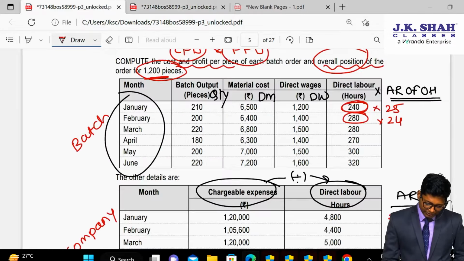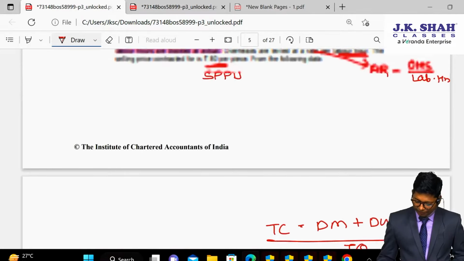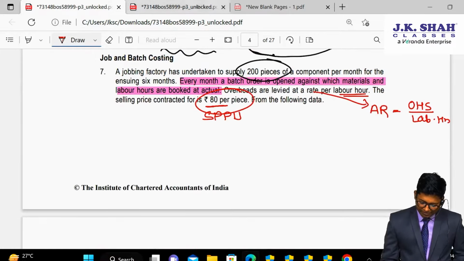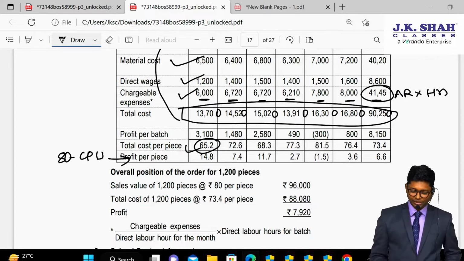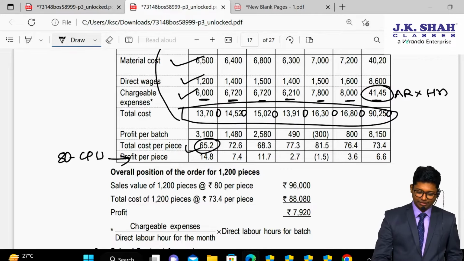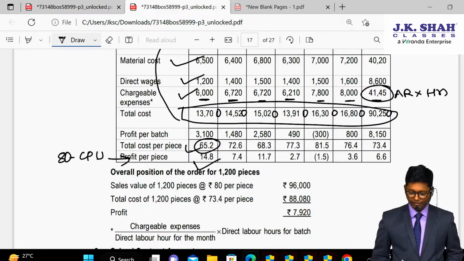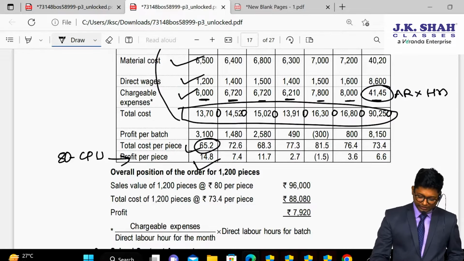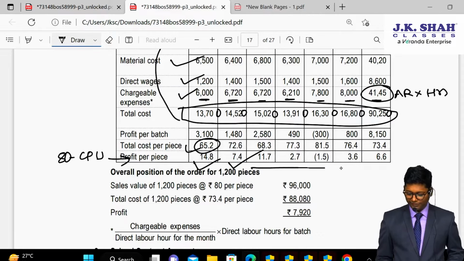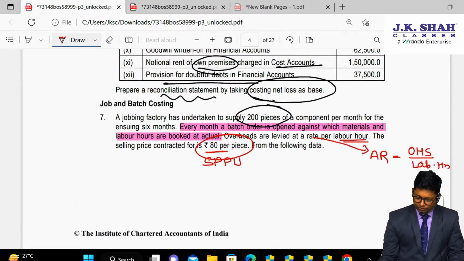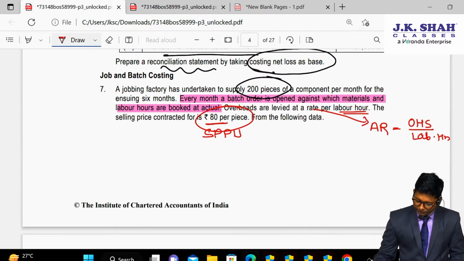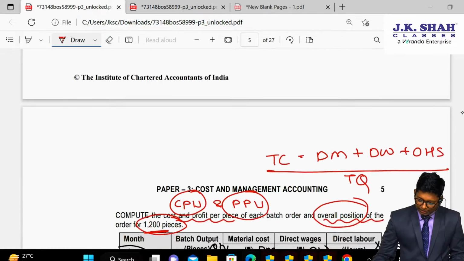8 rupees is the selling price. I guess 80 rupees is the selling price, not 8. From this selling price 80 rupees, when you deduct the cost per unit, profit can be easily calculated. Now for the first month, January, 80 minus 65.2 will give you 14.8. Then 80 rupees minus 72.6 will give you 7.4, and so on. Everywhere profit is computed.